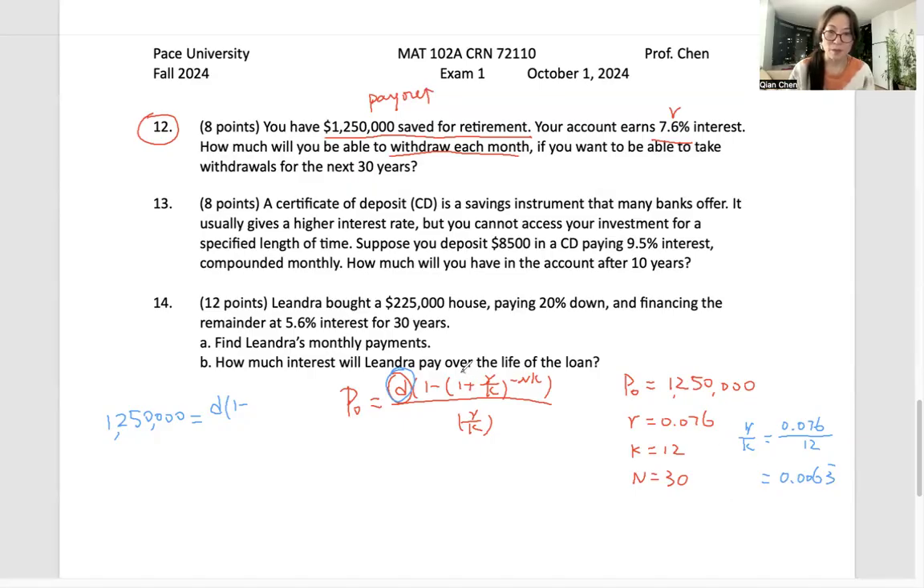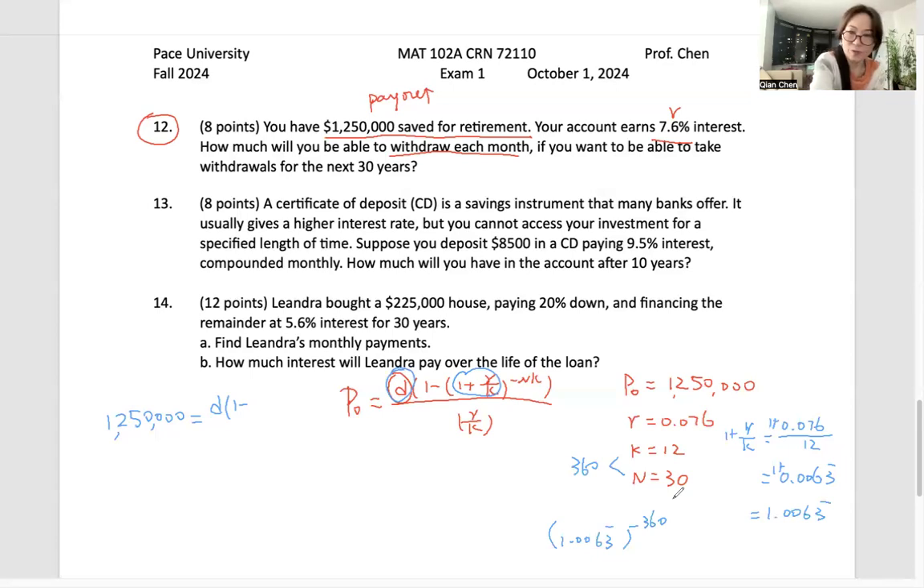Then you see this will have 1 plus, right? Let's add 1 to this. So we get 1.0063 bar. This number, we want to raise by negative N times K, which is 360, right? 3 times 12 is 36, add a 0, 360. Raised by negative 360. So let's hit that into the calculator.